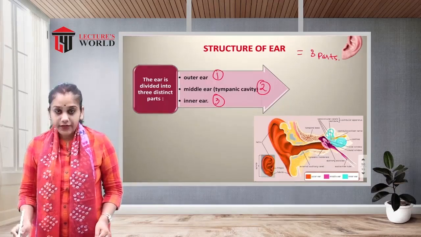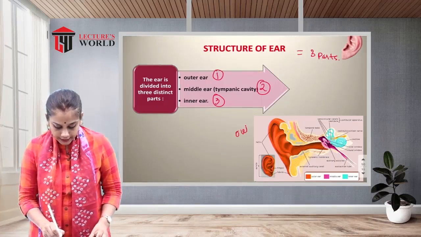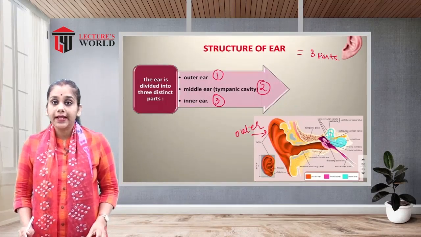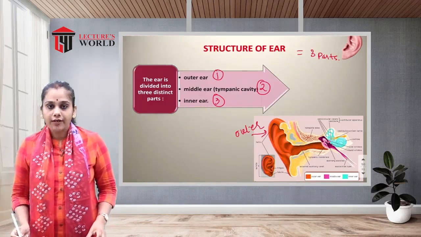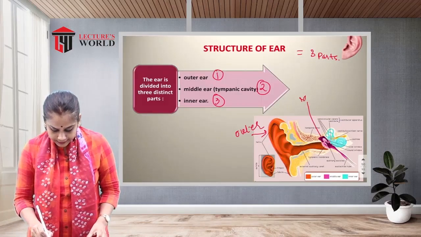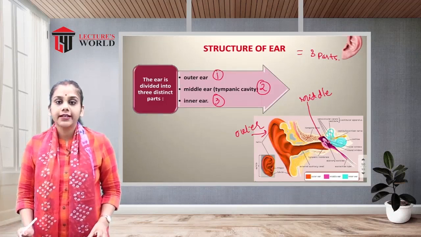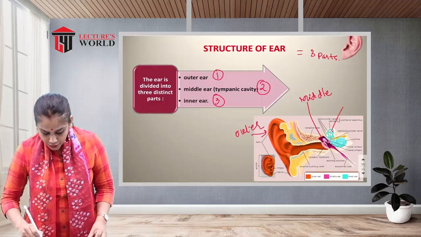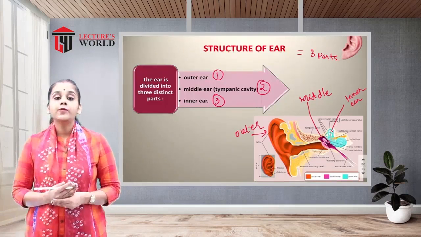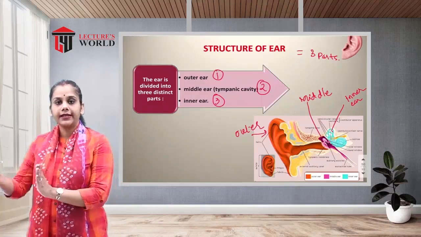You can see in the figure the orange color shows the outer ear. Then the middle ear, which is also known as the tympanic cavity, is shown in pink color. And the third and last part, the inner ear, is shown in blue color. So the ear is divided into three parts: external, middle and inner.